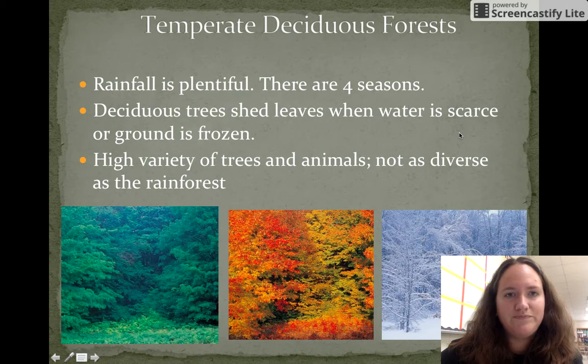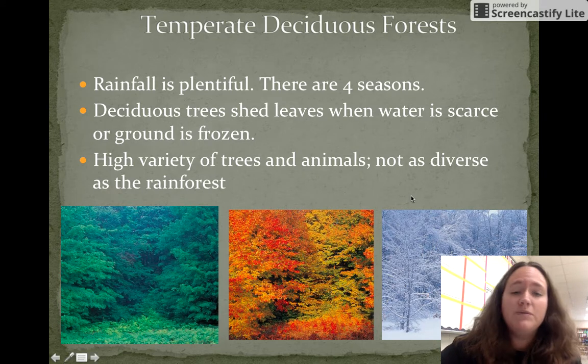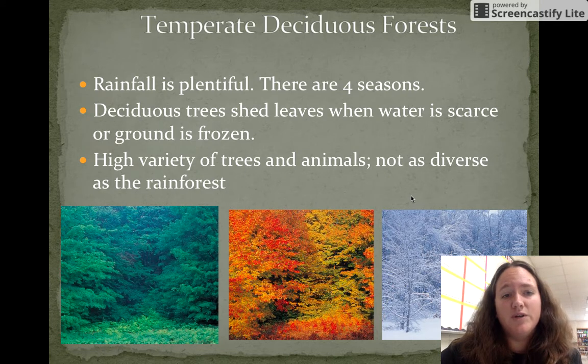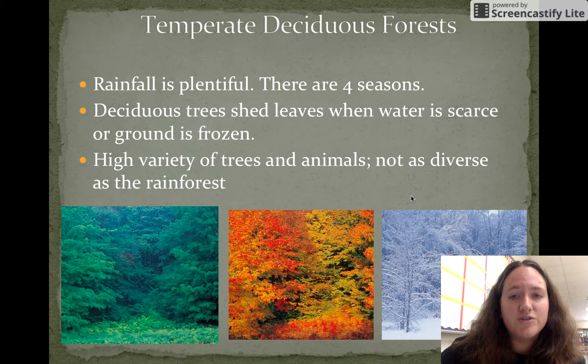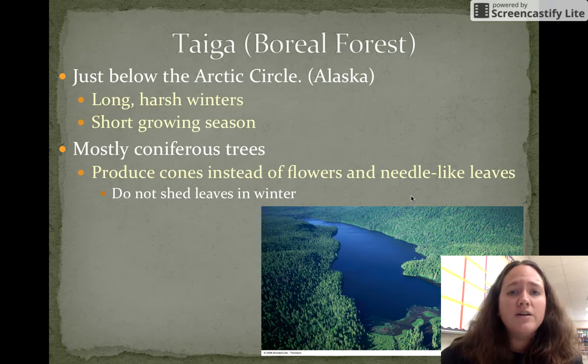You should make note of that. Temperate deciduous forest, this is what we are. So you'll notice these pictures down here should be pretty familiar. We have a lot of rain, we have 4 seasons, we have deciduous trees that shed their leaves in the winter, and we have a lot of trees and animals, or plants and animals, but not as many as the tropical rainforest. Taiga, you've also maybe heard as boreal forest.